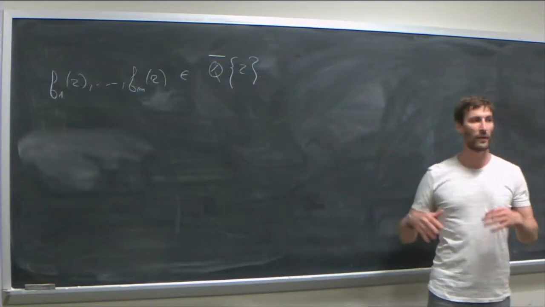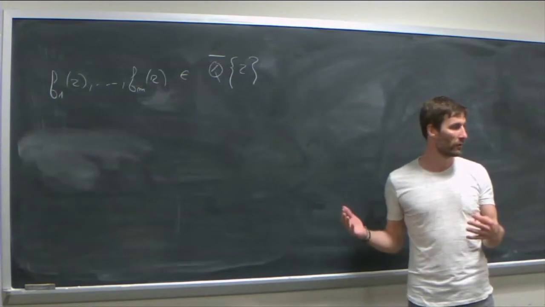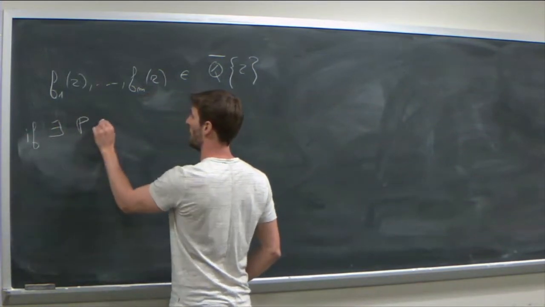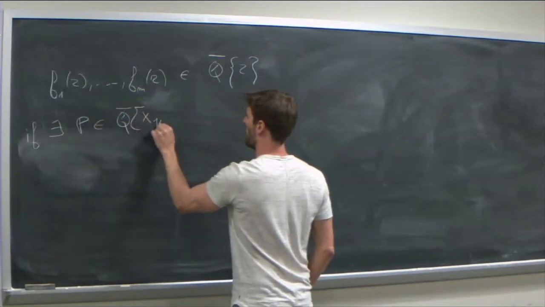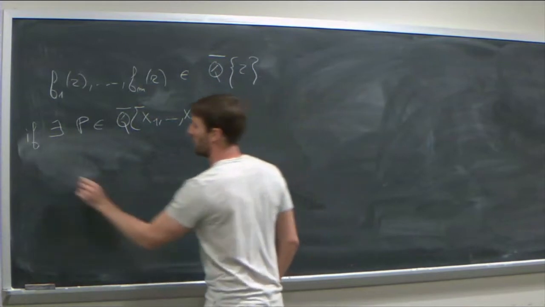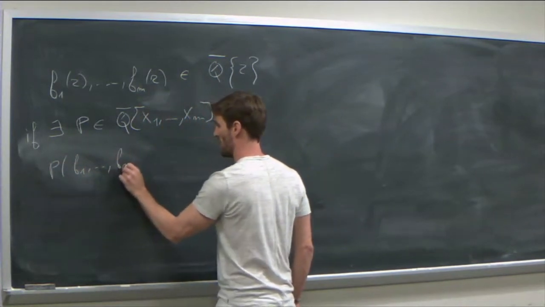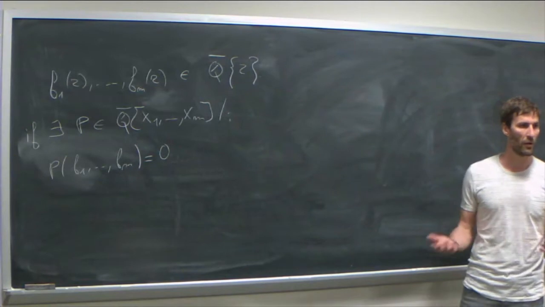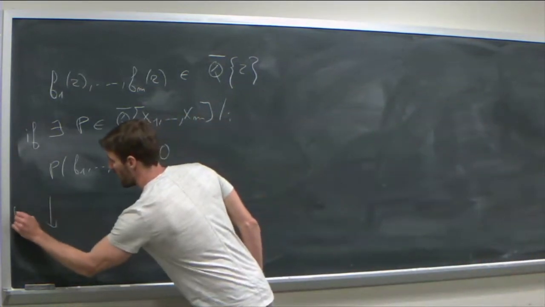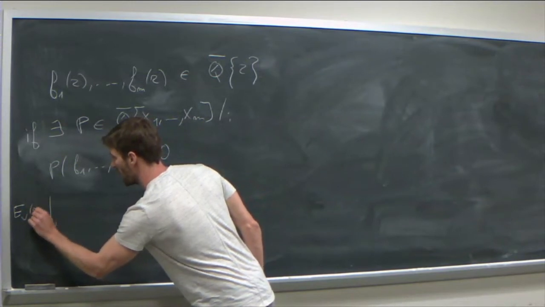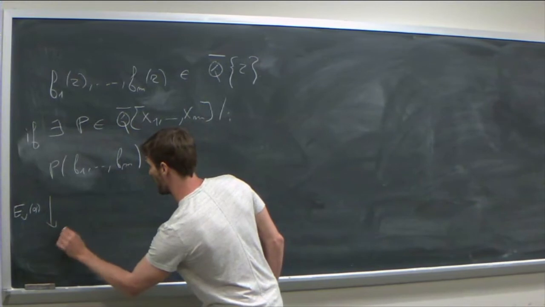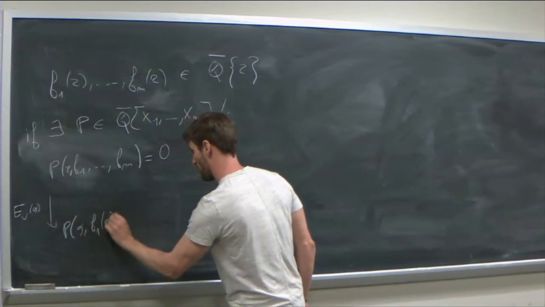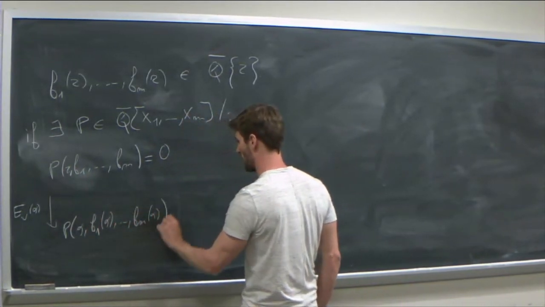If you have such functions and they satisfy some algebraic, or linear, relation, so if there exists P, let's say with algebraic coefficients, such that P(f1, ..., fm) equals 0, so if I have such a functional relation, I can always specialize it to some algebraic number alpha, to get a relation P(f1(alpha), ..., fm(alpha)) equal to 0.